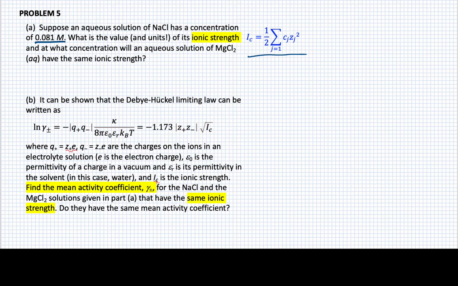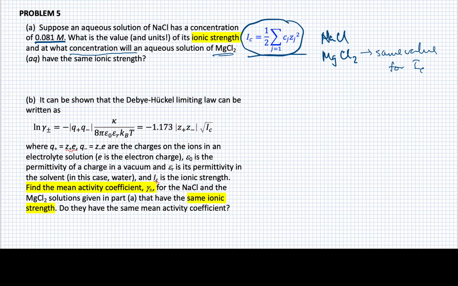And what we want to know is what is the ionic strength of the sodium chloride, and then we want to find out what is the concentration we would need to have of a magnesium chloride that has the same ionic strength. So we want a magnesium chloride solution with the same value for the ionic strength. This isn't a very difficult problem, but you will need to pay attention to the kinds of ions that are present in these solutions and what they mean for this formula here for the ionic strength.